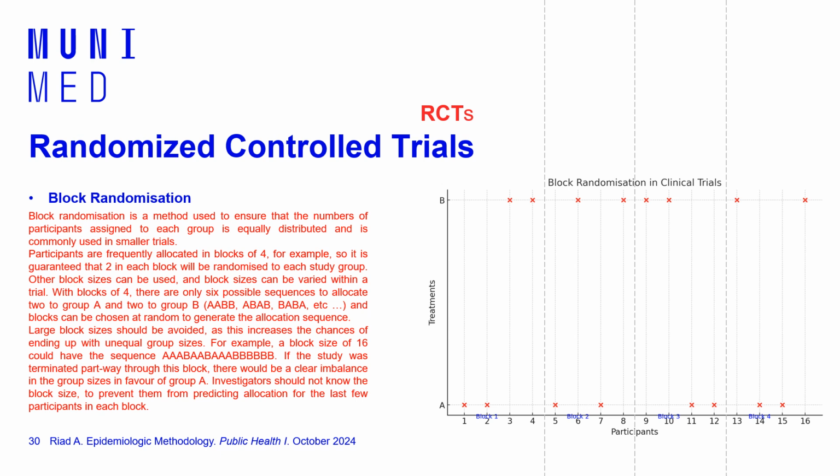As you can see, the third block is AABB, BBAA. The fourth block is BAAB, and yeah, this allocation will always help you to ensure randomization as much as possible. However, it's not that easy for some clinical trials.